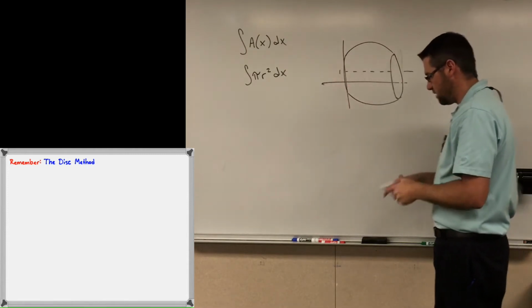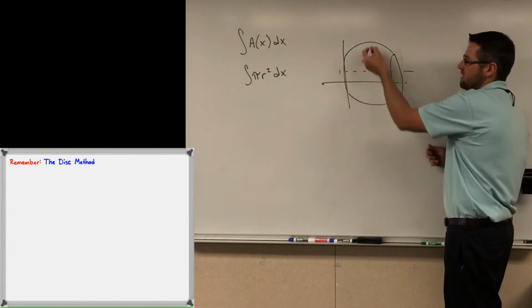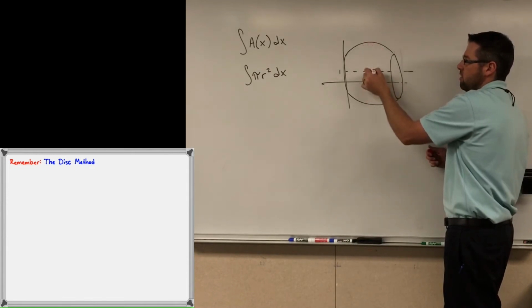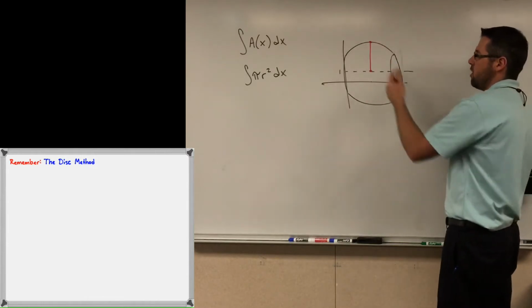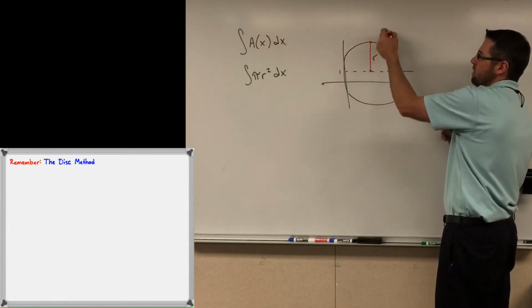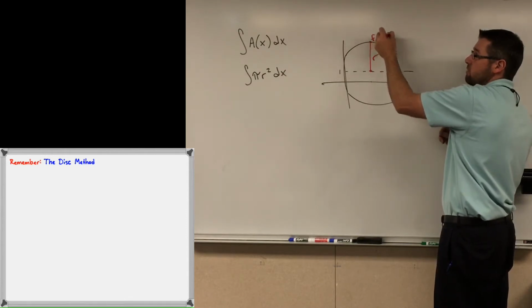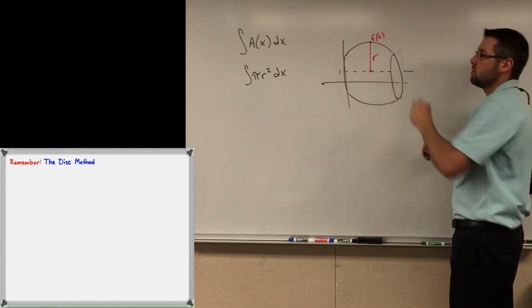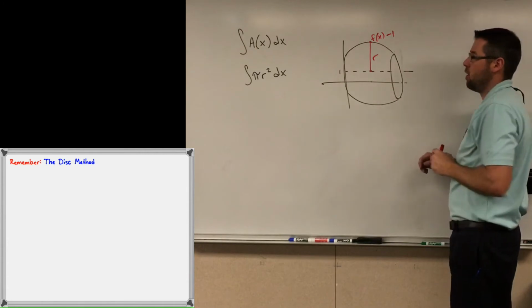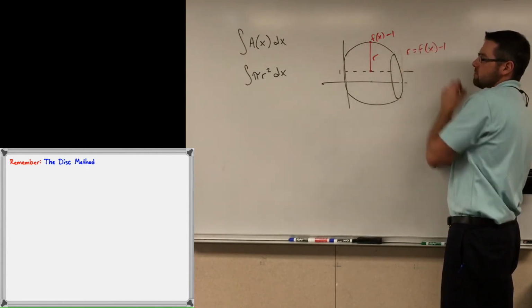What would indicate the rotation or the radius? The radius is no longer from the x-axis up to the curve. It's from 1 to the curve. So we'll call this r, what would indicate r's value? f of x represents from here to here. So what's the radius? Is it bigger or smaller? So minus 1. r is f of x minus 1. Does that make sense? Okay.